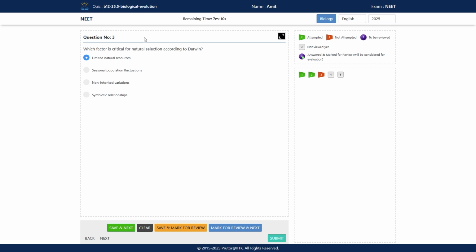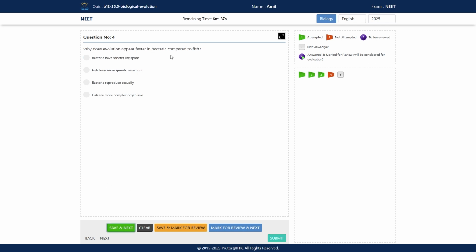Okay, option A is the correct answer. Limited natural resources. So when the natural resources are limited, there will be competition. When there is competition, there will be a struggle for existence. There will be survival of the fittest. So nature will select that species or organism that is able to adapt to the change in the environment, or which is able to better utilize the resources.